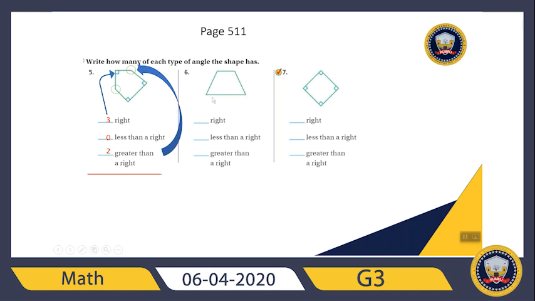What about picture number 6? How many rights are there? 0. There is no right. What about less than a right angle? That's right, 2. You can see less than a right angle in the shape. And the last one is greater than a right. As greater than a right, you can see one here, and where? Also one here. That's right. So our greater than a rights are one here and one here.